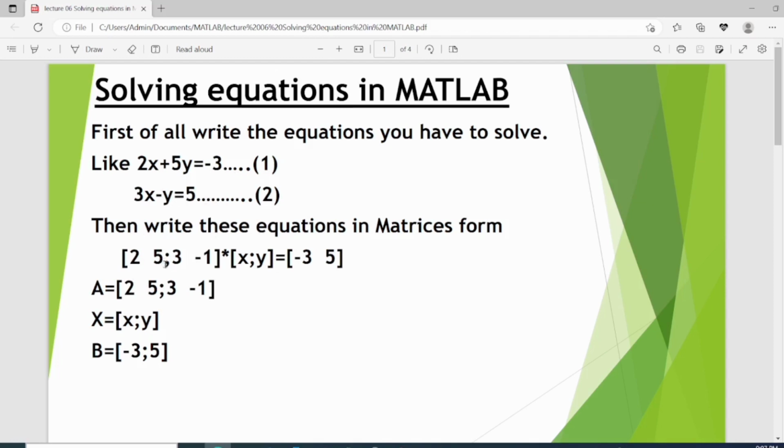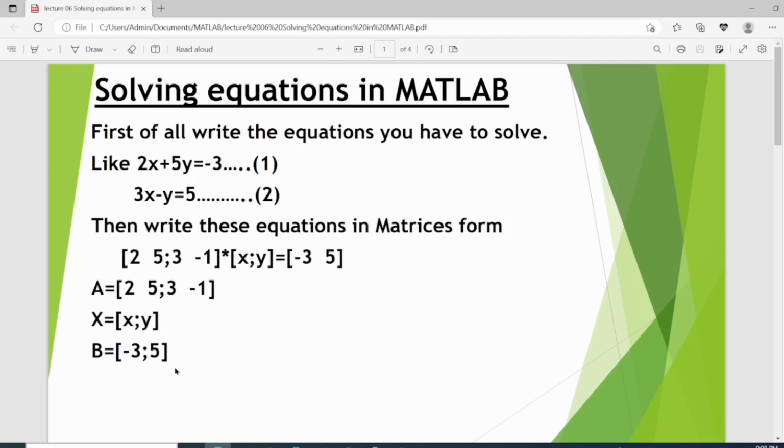2 and 5 in the first row, and 3 and minus 1 in the second row. Then x and y are in a column matrix, and minus 3 and 5 are in another matrix. In general calculation, this can be easily solved by the matrix inversion method. Let me name this matrix A, the column of x and y as X, and the matrix with minus 3 and 5 as B. But there should be a semicolon.